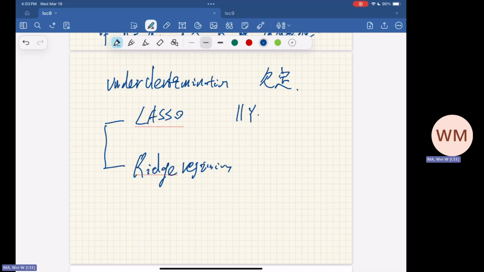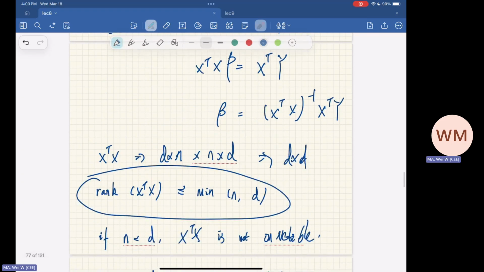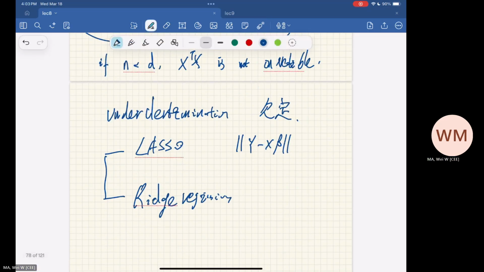So previously you do this one, because here you find that if this one is not invertible, then you have infinite solutions of beta, right? So over those beta, which one do I think is correct? I believe that the beta should be simpler. Then I add this one. I add a term.